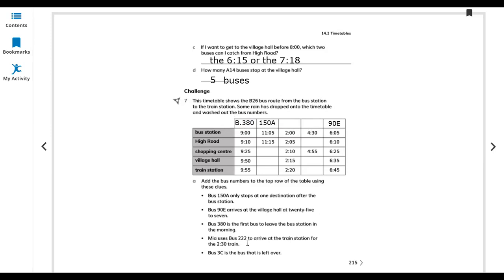Mia uses bus 222 to arrive at the train station for the 2:30 train. So Mia used bus 222 to arrive at the train station. Train station 2:00. This is 2:30. So this one is the better option. So it's bus 222.